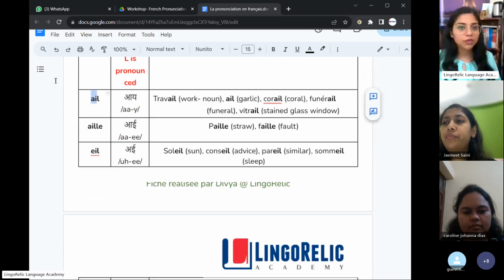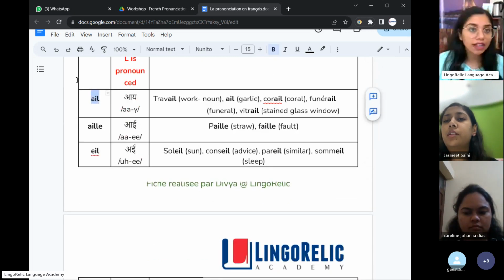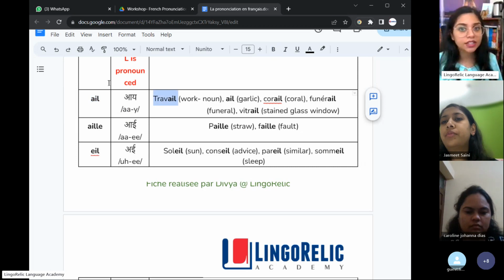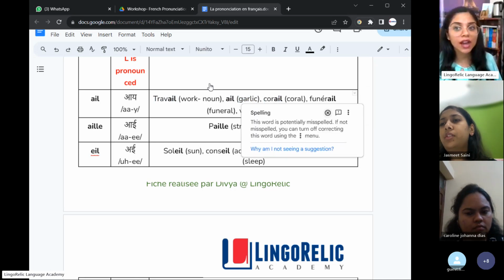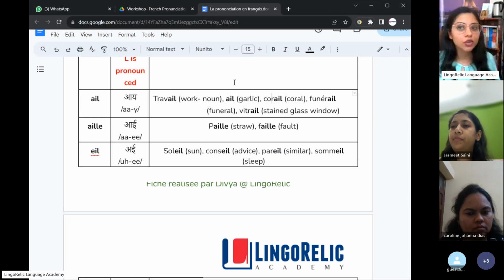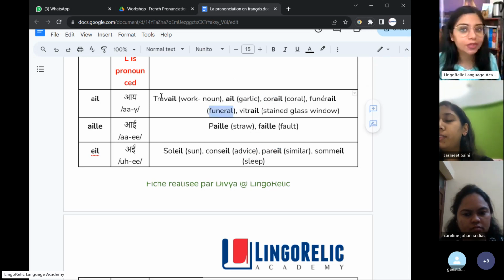Now, the last few sounds. You have AIL, which is the sound of I, as in travail, work, as a noun, my work, mon travail. Ail in itself is also a word; it means garlic. You have corail, which is a word for coral. You have another word called funérailles, which means funeral. You have another word, vitrail. Vitrail is a stained glass window.